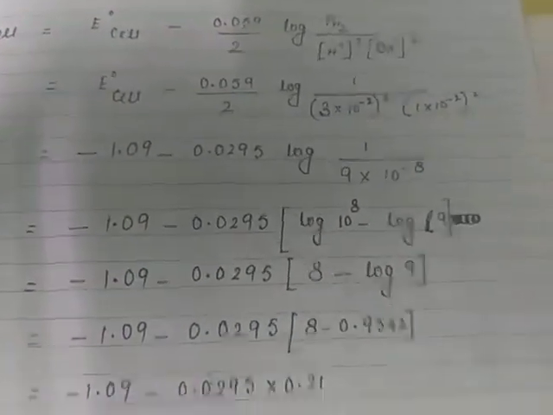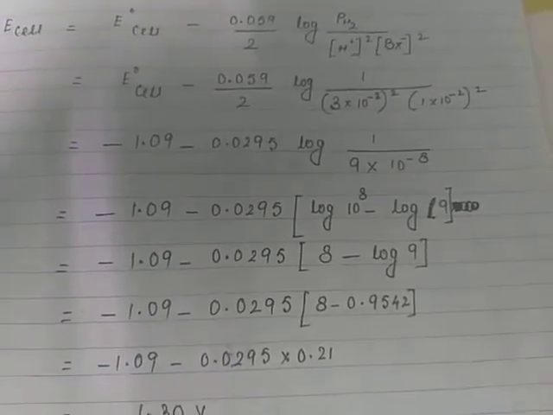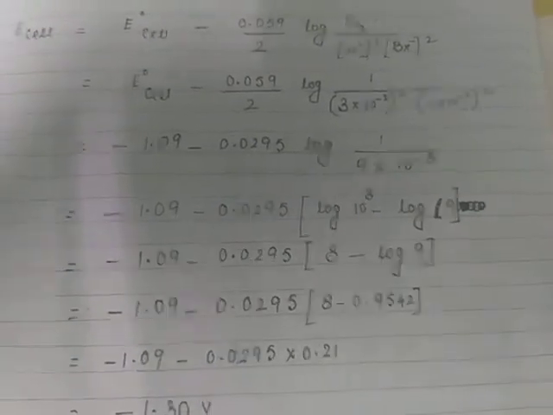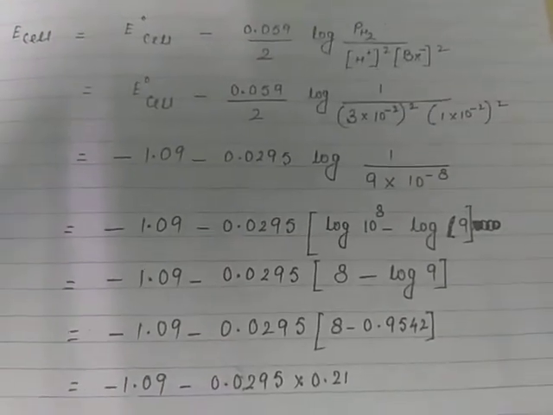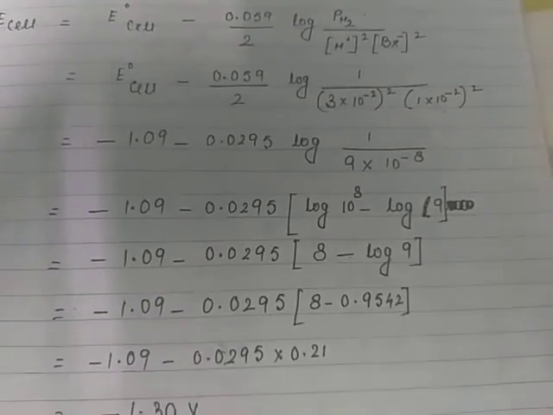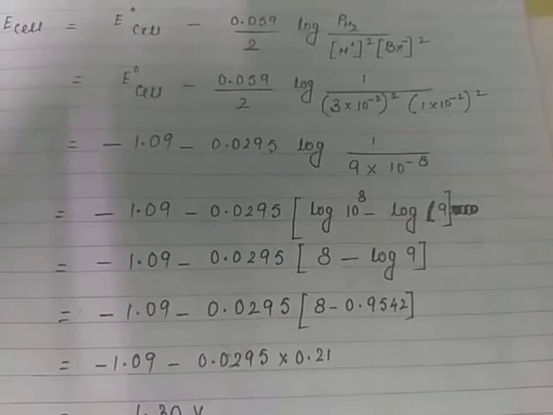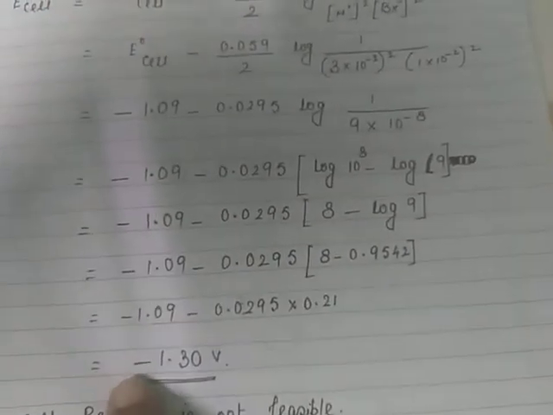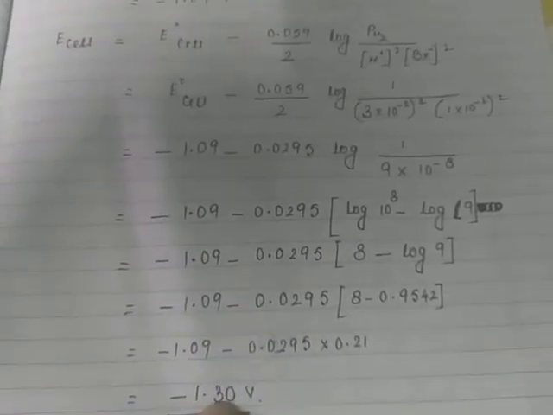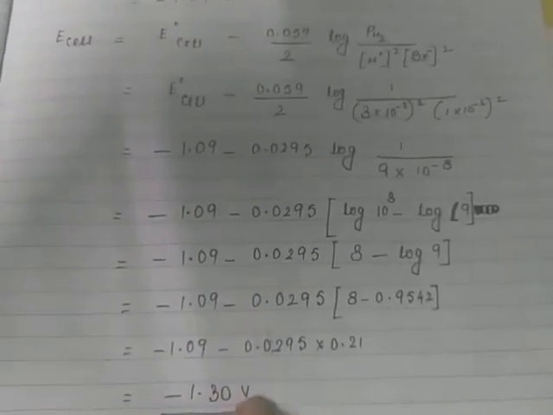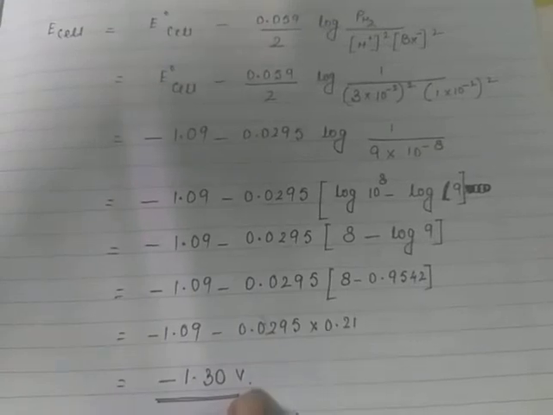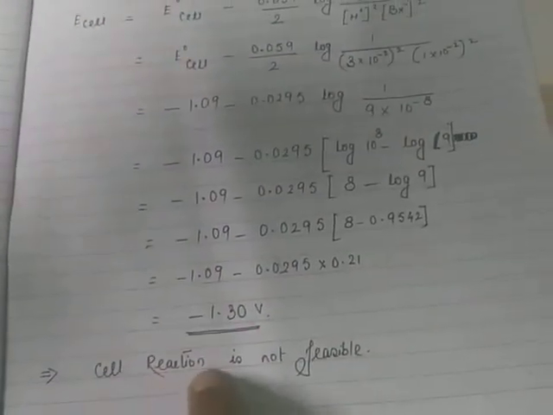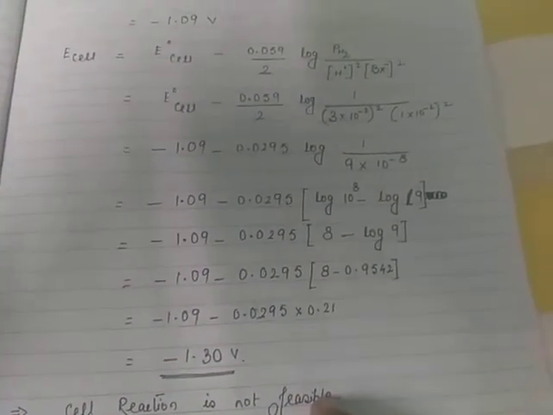Now for your information, I'm telling you, you will not be supplied with the log table this time. So you will rather be given the value of log 9 or whatsoever the substituted values will be provided. So accordingly, we are getting that E cell is equal to a further drop in potential, that is minus 1.3 volt. And this shows that the cell reaction is not feasible.